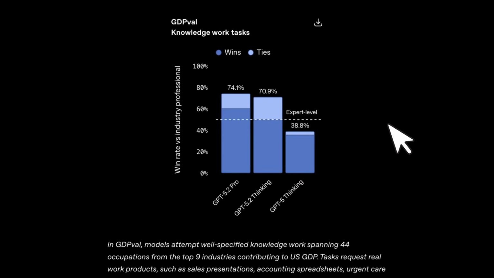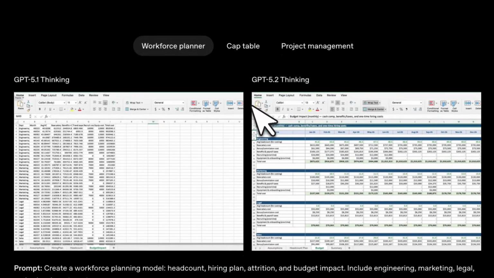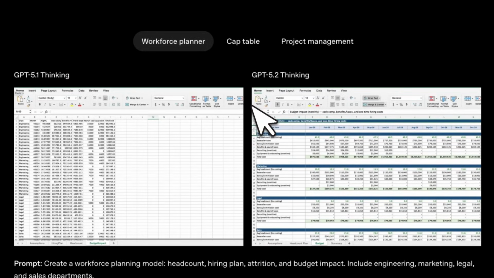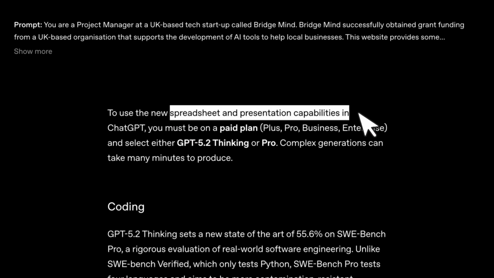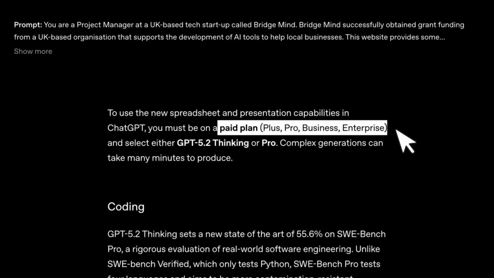Now, the good thing is that you don't really see any chart crimes in this blog post or in the release, which is pretty great. Now, they are highlighting some capabilities which will be useful for professional work, especially in economically viable tasks. And now it can create a spreadsheet and a much better presentation compared to the previous iteration. And this is going to be available to the paid plan.